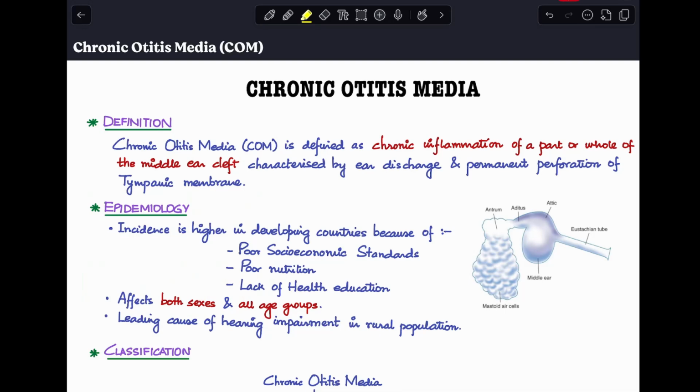Today we'll be discussing a very important topic, very high yield, not only for postgraduates as well as undergraduates, and that is chronic otitis media, which used to be also known as chronic suppurative otitis media or CSOM.